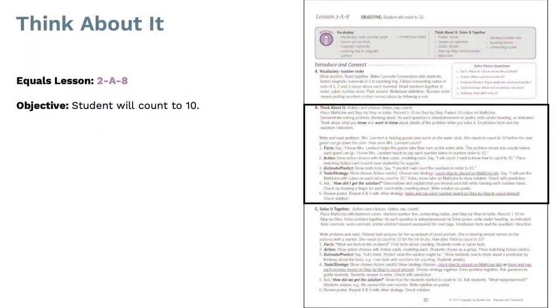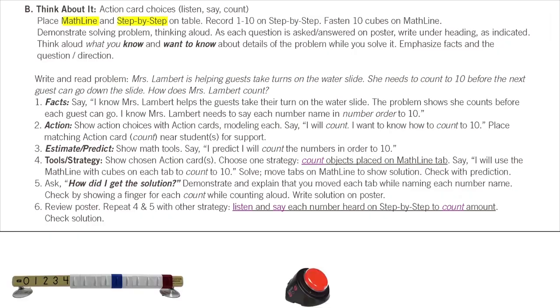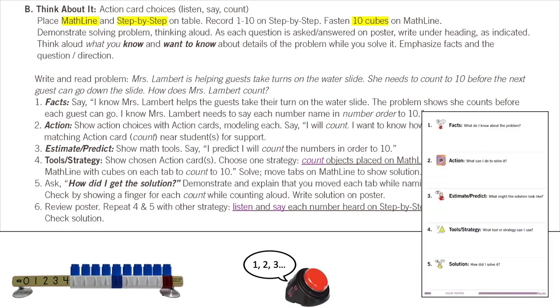Awesome. In Chapter 2, Section A, Lesson 8, the learning objective is: student will count to 10. Think About It comes from page 2 of this lesson, where we are extending conversations from page 1, introducing new vocabulary, and solving two problems. The first problem is for the teacher to demonstrate solving the problem. Then the teacher and students solve the second problem together. Looking at Think About It, we will place the math line and step-by-step on the table. Record 1 through 10 on the step-by-step, then fasten 10 connecting cubes onto the math line. The solve poster is also used.